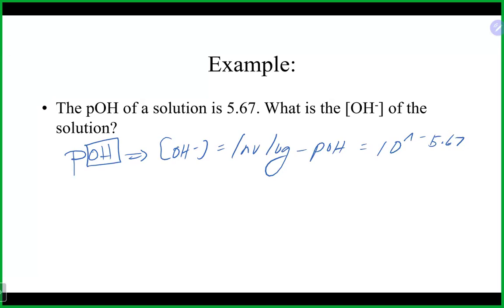And punch that in there appropriately. That's going to get us a 2.1 times 10, 1, 2, 3, 4, 5, 6, I think, if I counted that right. Hopefully. Yep, to the negative 6 molar in this particular case. Any questions on that there?